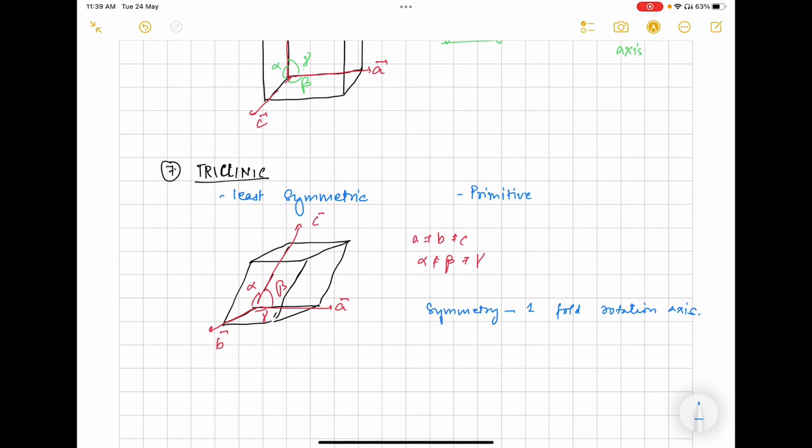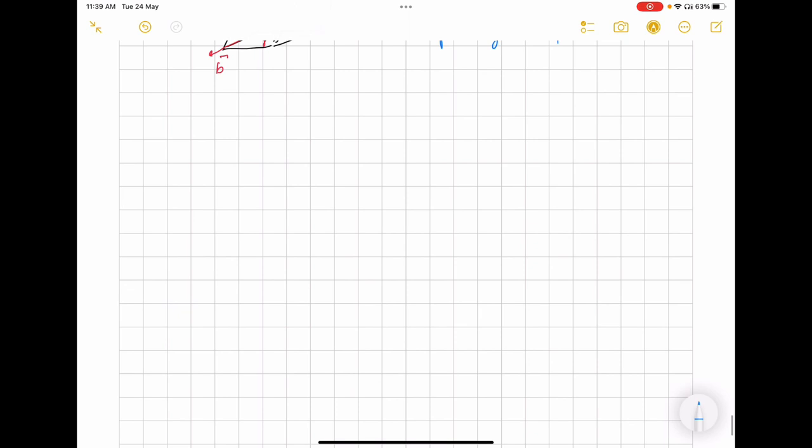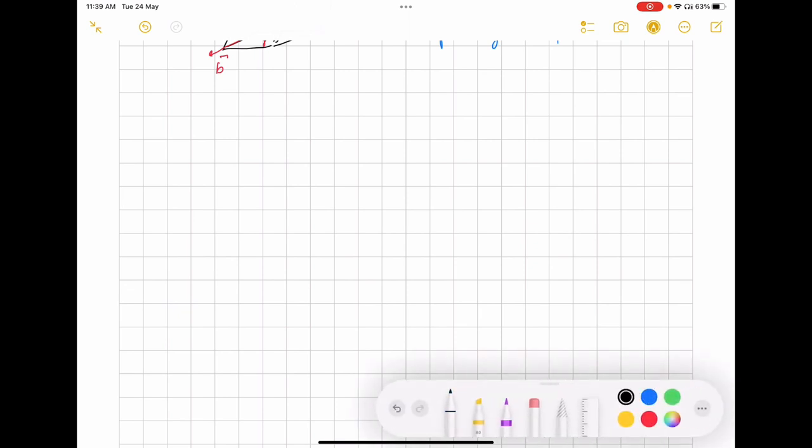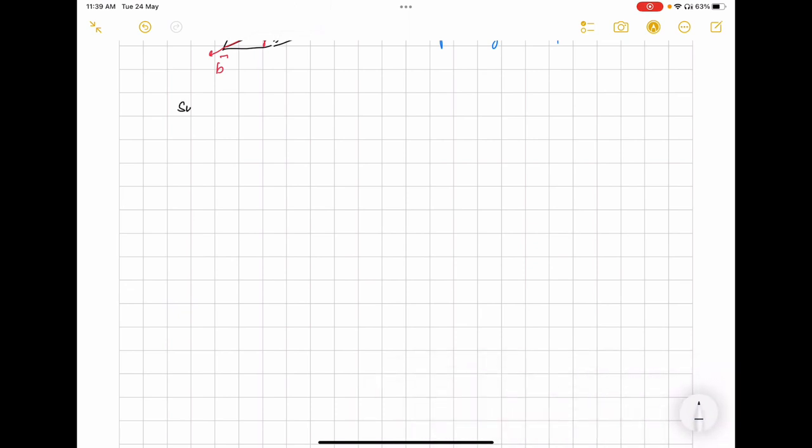So, let us now summarize the 3D crystal systems and Bravais lattices. Summary of 3D Bravais lattices and crystal systems.